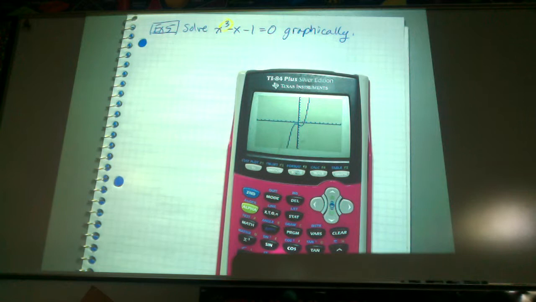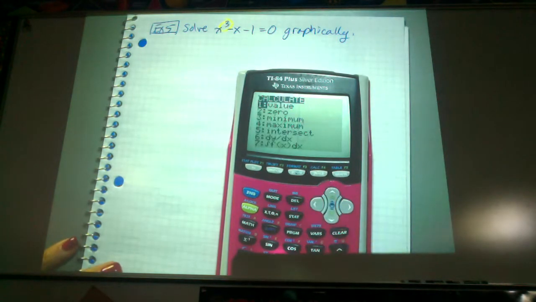That means if I have 1 solution, what are the other 2? Imaginary. And if you recall, imaginary solutions always come in pairs. So that makes sense. Okay. You're not required to find the imaginary though. All right, so how do I find that? Where to go? Second, calc, what? 0. So choose 2 or scroll down to 2.